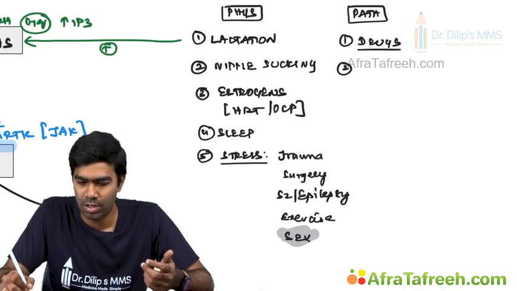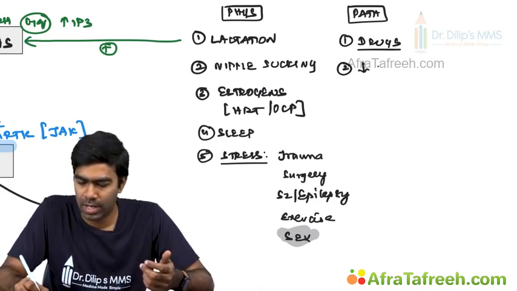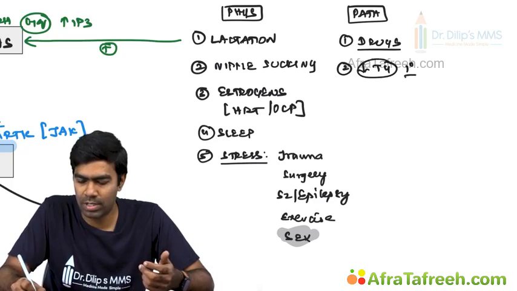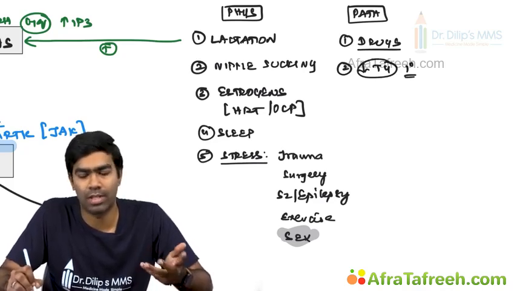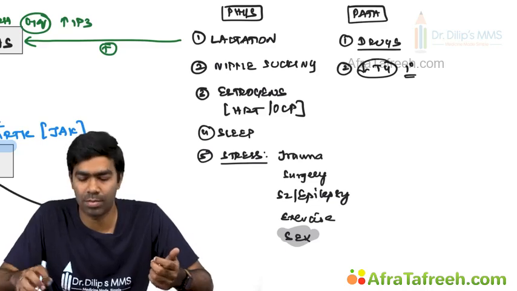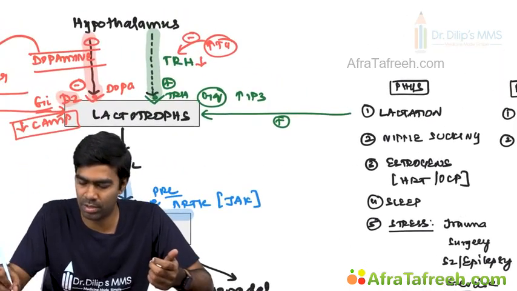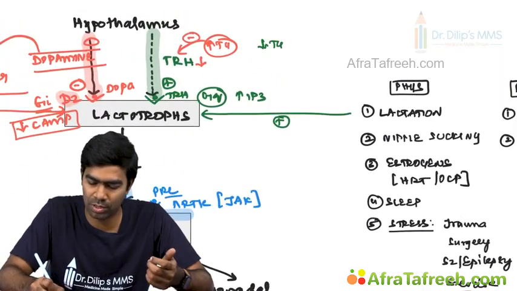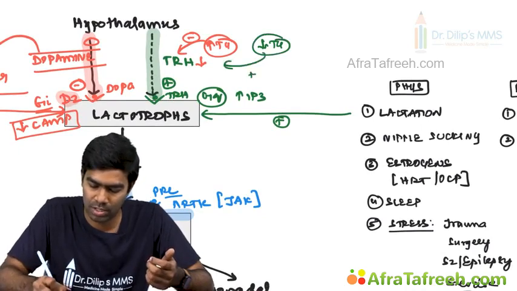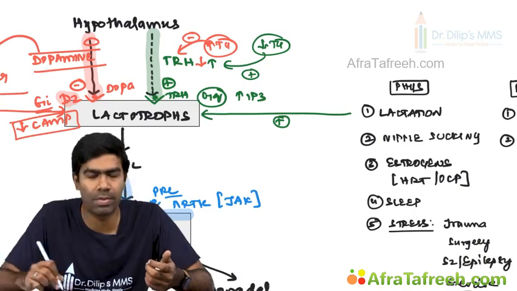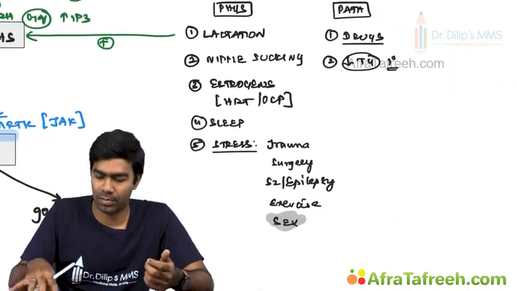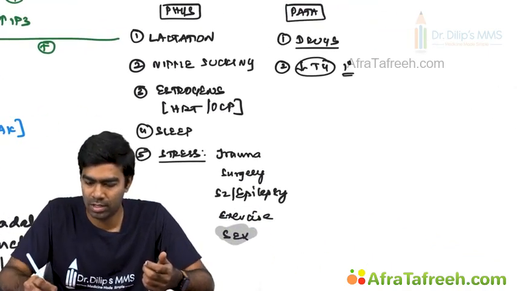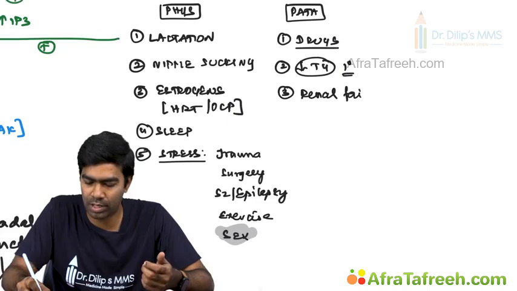Number two, primary hypothyroidism, especially primary hypothyroidism, can increase the prolactin. How? It's very simple. Whenever you have hypothyroidism, the body is going to stimulate the production of TRH as a feedback. That's why. Then you can get it with renal failure, that is due to reduced clearance of prolactin.